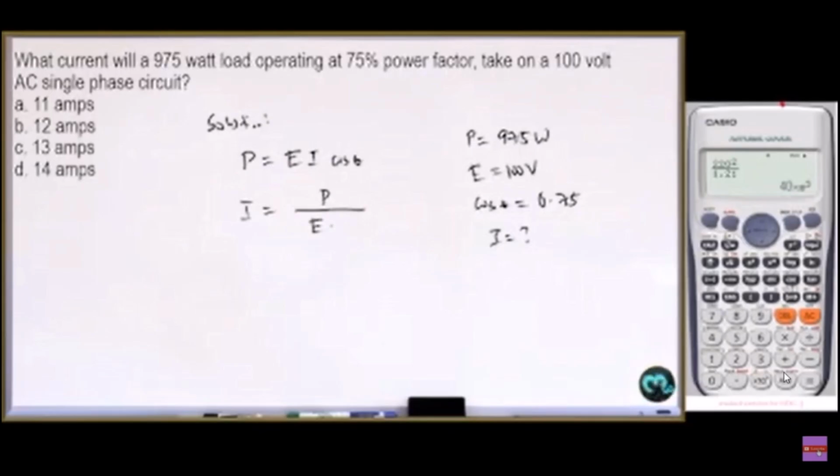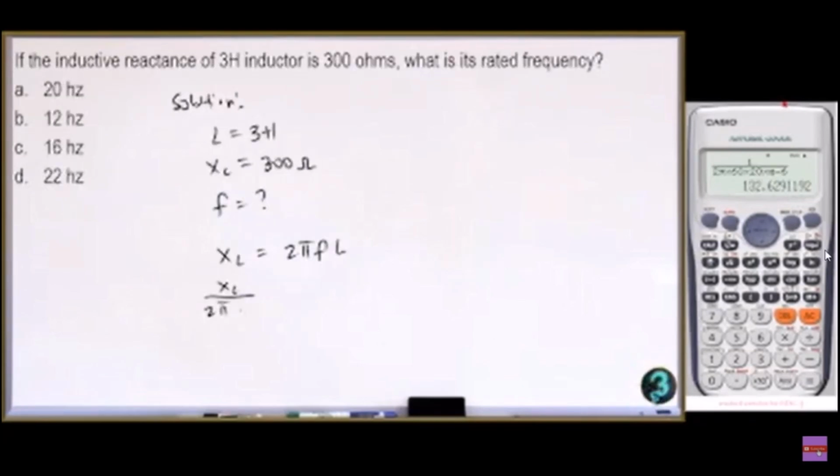So E times cosine F. So wala 2 pi. Wala na next. F 2 pi na wala to.